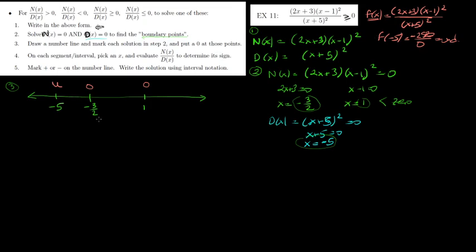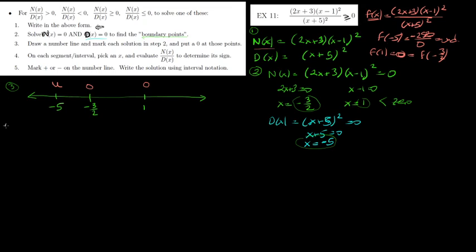But when you plug in negative 3/2 or 1, you would just get 0. So if you plug in 1, this is 0. It's also what you get if you plug in negative 3/2. And you can check that. You just get 0. Okay, now what? So step 4, on each segment, pick an x, and then evaluate the original function. Again, I called it f of x. It's really just n over d, if you prefer, and determine its sign.